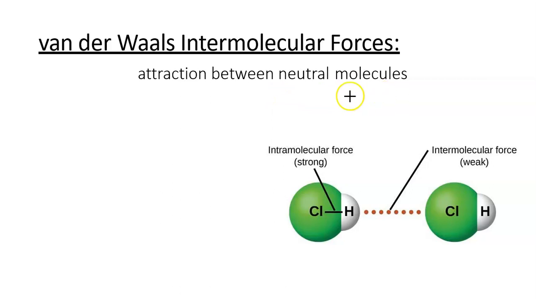So there's no charge, no ions here. And this is a nice little diagram here from the OpenStax textbook. It shows that the intermolecular bond, I'll highlight the intermolecular bond, is between the two molecules, from one molecule to another.